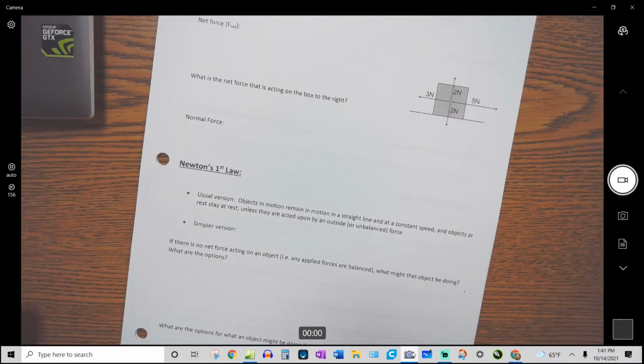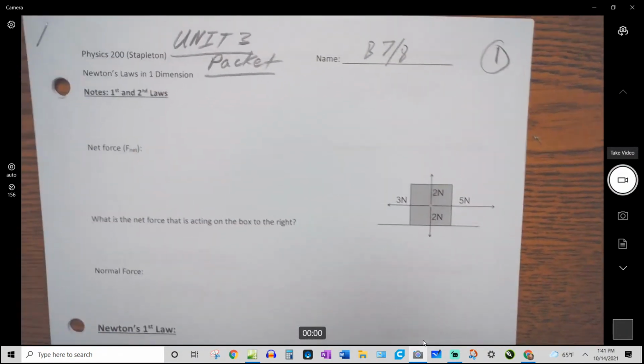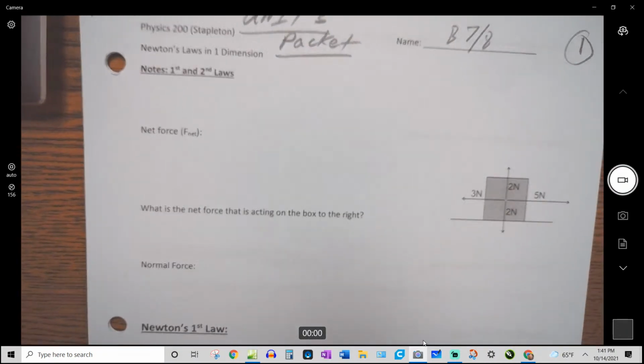Okay. So here we go. Page one. Is that shocking to you?